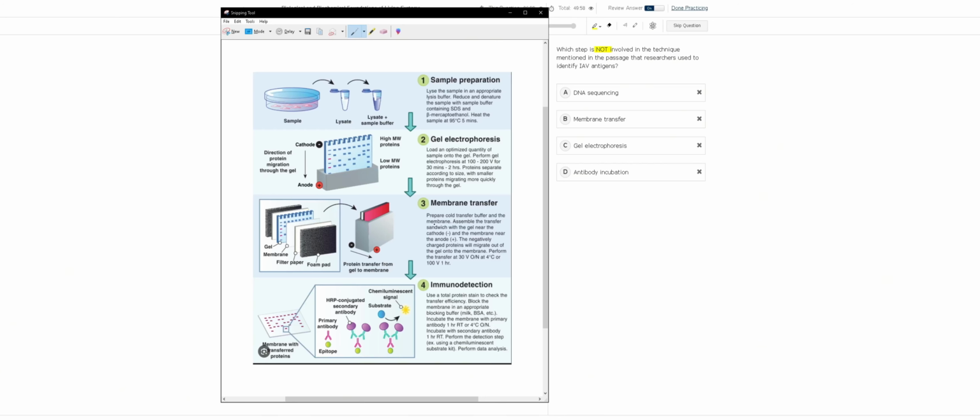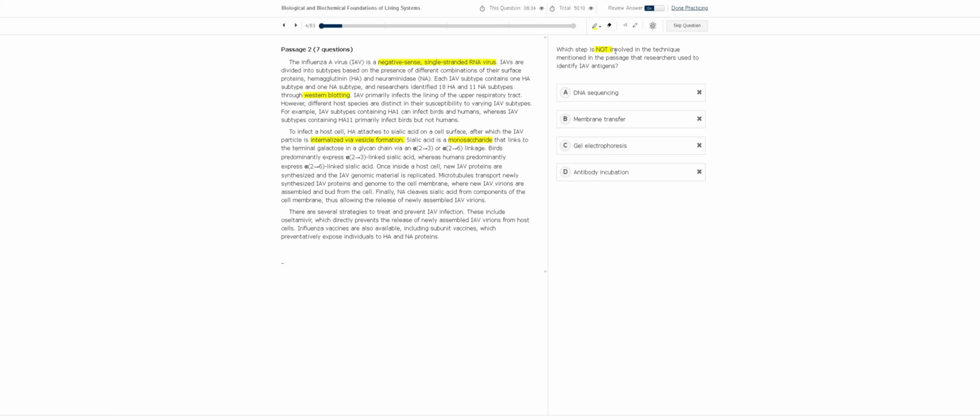You kind of plot it on a plot, and then you use antibodies to differentiate which proteins are being shown. And so let's go through our answer choices. So what is not involved?